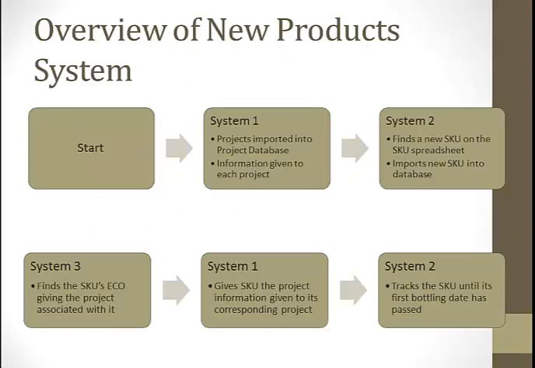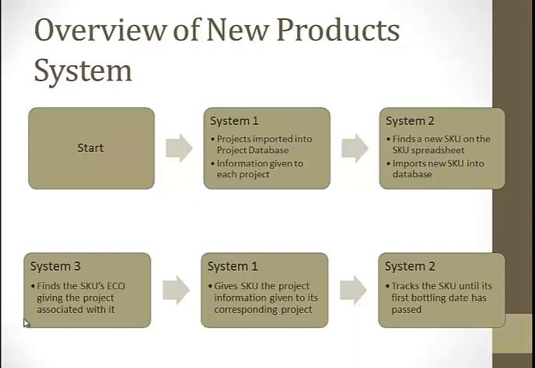This slide shows an entire overview of the new product system, showing both of the databases working together, and showing the system that it's using per each step. First off, in System 1, all projects are imported into the database. Each of the projects is then given information. Next, as a new SKU hits the bottling lines, one of the databases catches this. Once it's caught, it imports the SKU into the database.